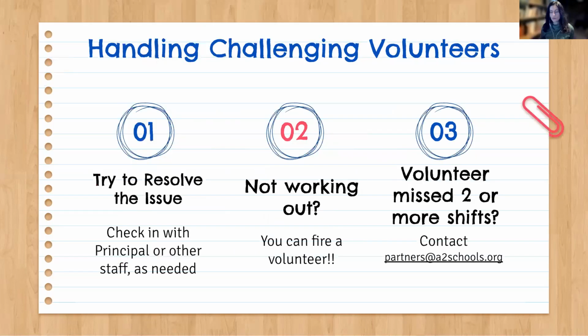So what can you do? Again, your role and responsibility is that you are the primary contact for that person. Since you've established the relationship, you really should be the one first to try to resolve whatever issue is happening. If you need to bring in your principal or other staff, you can absolutely do that. Also know that if it isn't working out, you can fire a volunteer. No volunteer should be having to stay in that placement if it's not working for you.